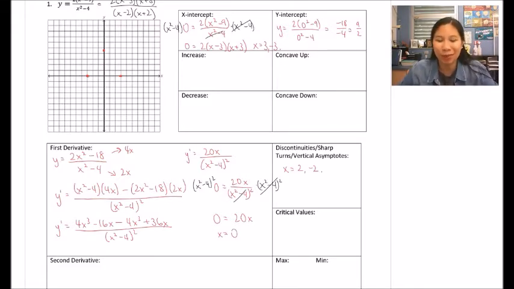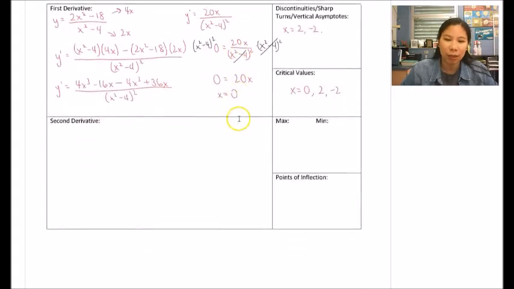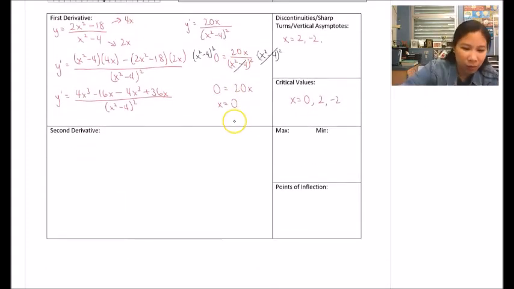Solving for x, dividing by 20 on both sides, we get x equals 0. So that means we have critical values at x equals 0, 2, and negative 2, because we also want to include our discontinuities. All right. So at this point, since we have the first derivative done, we can figure out our intervals of increase and decrease. Because we have our critical values, we could do our number line, plug stuff in. So I'm just going to do my number line down here because I have space.